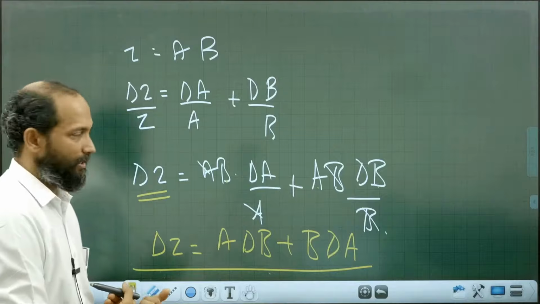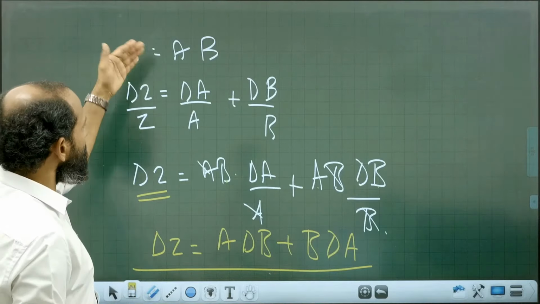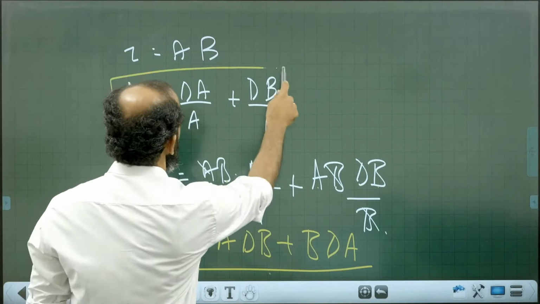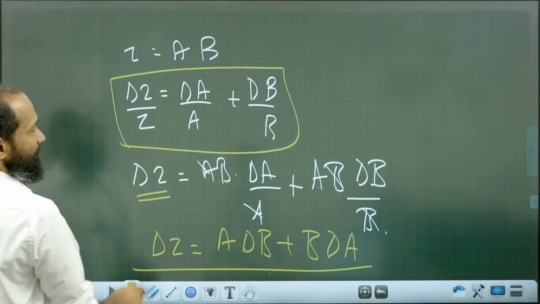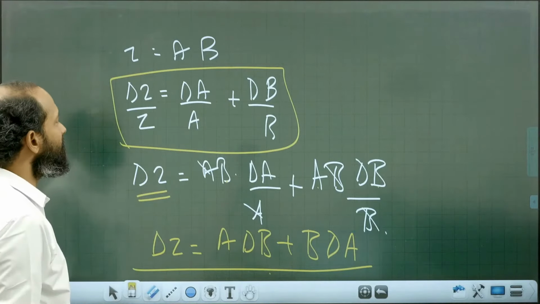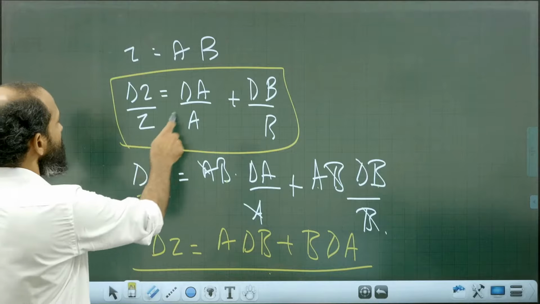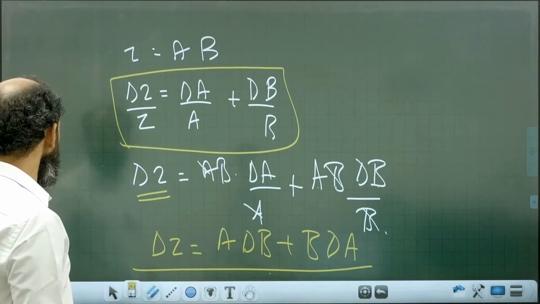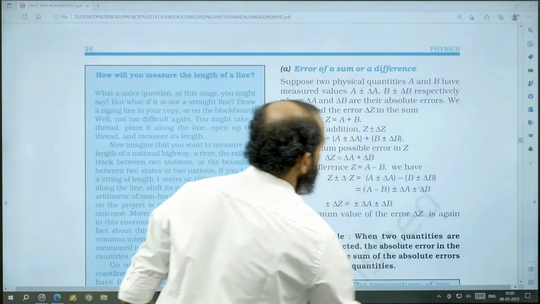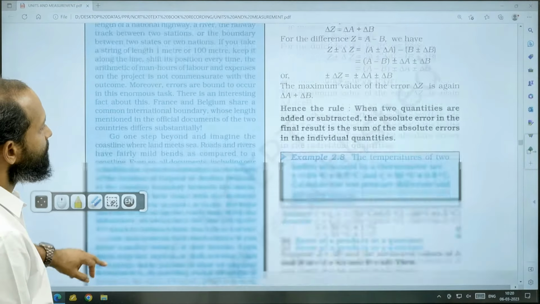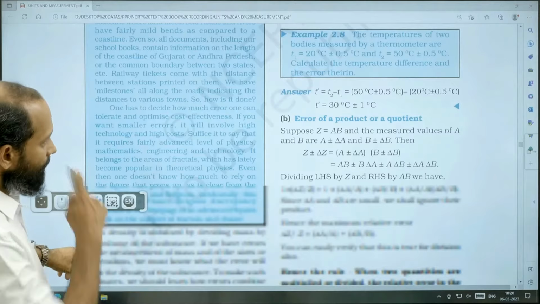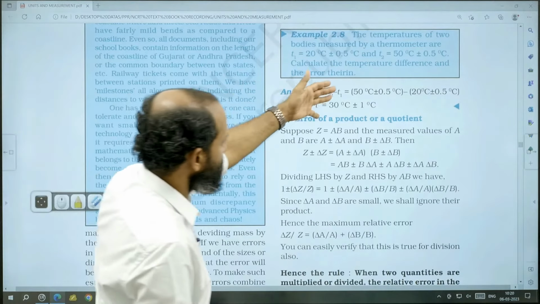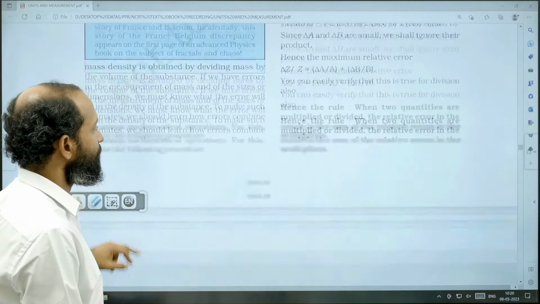That's very important. Similarly, in a ratio also you get the relative error as it is. Delta Z by Z equal to delta A by A plus delta B by B in a ratio also. So this is also important. This type of questions you may practice. Solved examples are very important.